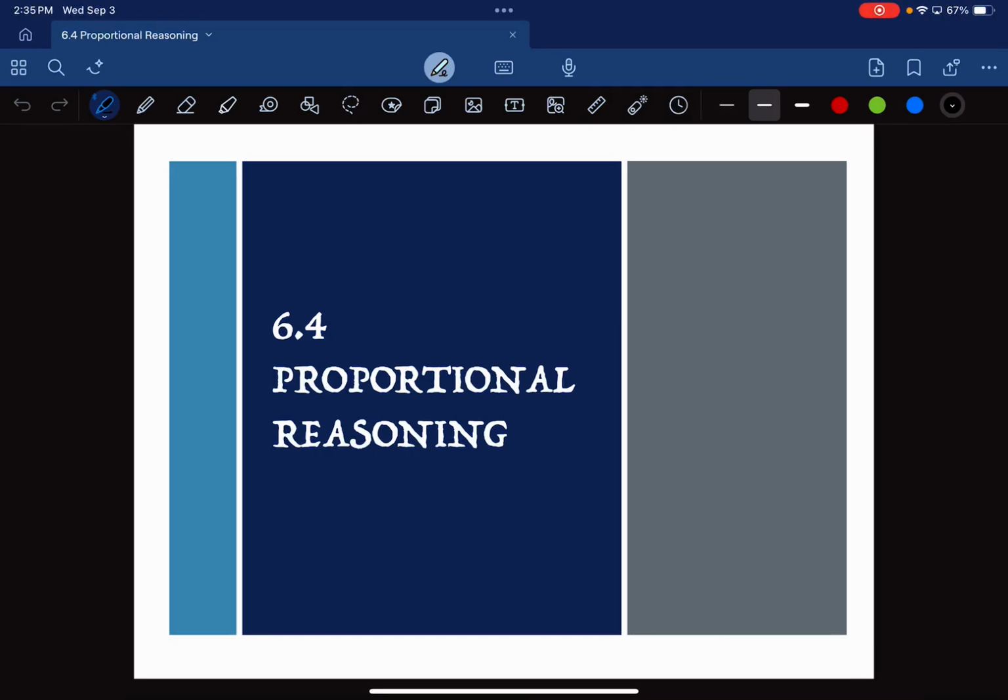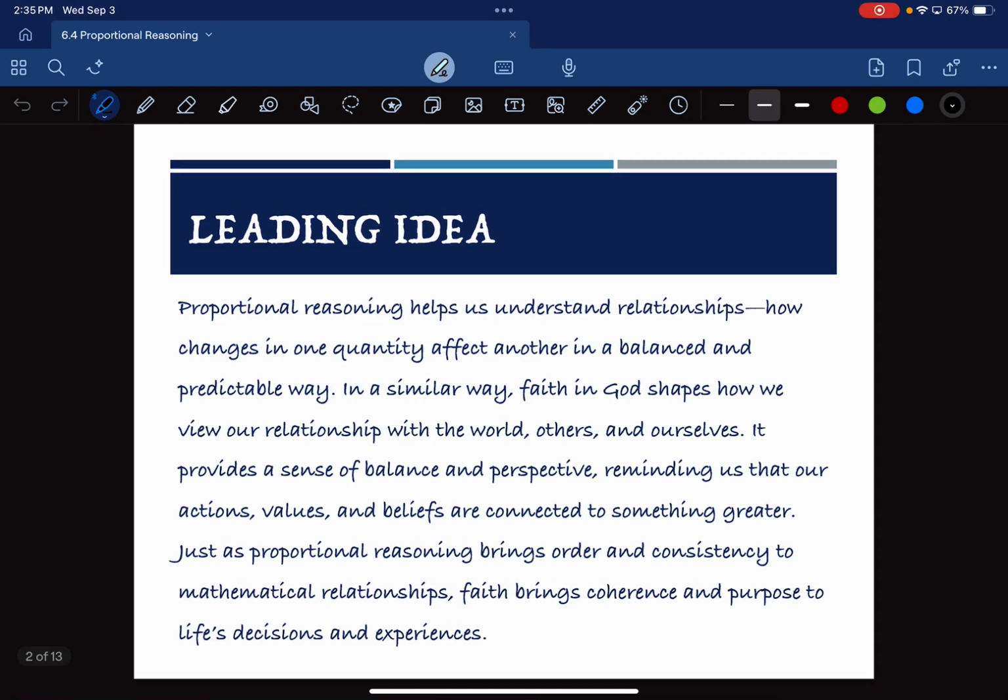All right, 6.4, we're going to take a look at proportional reasoning. It's part of the title of the class you're in, Statistical and Proportional Reasoning, prop and stats, proportional and statistical reasoning. I flipped them. And our leading idea is the following.